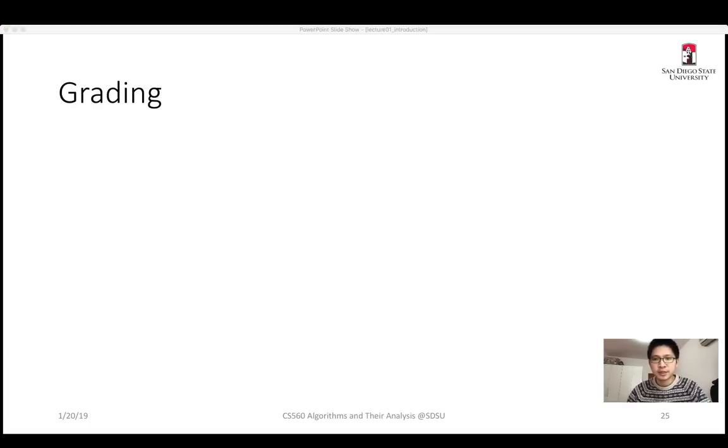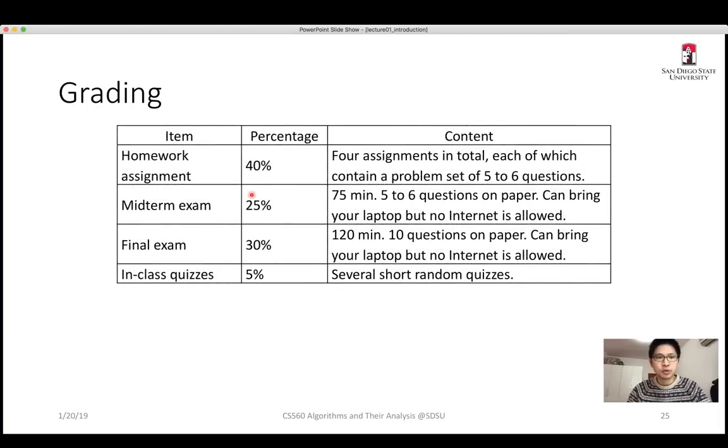So now let's spend some time on the grading rules of this course. Homework assignments take 40%. There will be 4 assignments in total. And there will be a midterm that takes 25%, and a final exam that takes 30%. And there will be some random quizzes throughout the whole semester that take up to 5%.